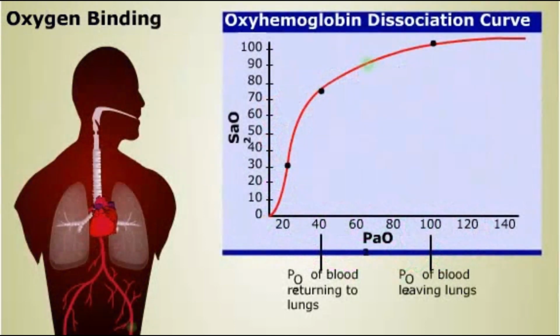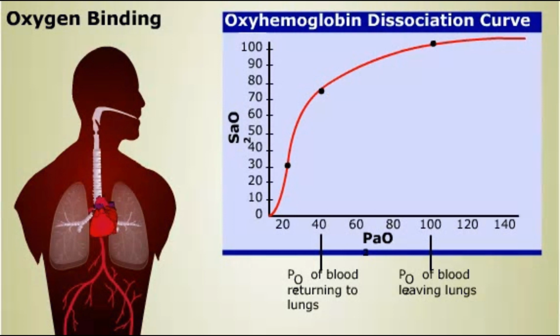The amount of oxygen that binds to hemoglobin depends on the partial pressure of the oxygen dissolved in the blood. In blood leaving the lungs, hemoglobin is almost 100% saturated with oxygen. As blood circulates through body tissues, the partial pressure of oxygen drops, and the saturation of hemoglobin by oxygen is about 70%.